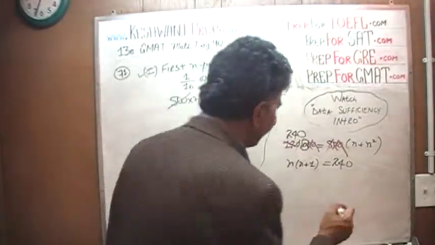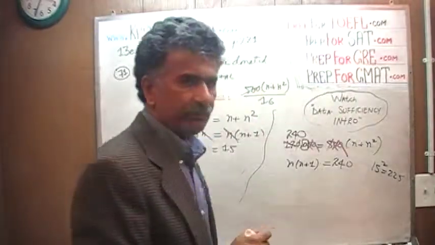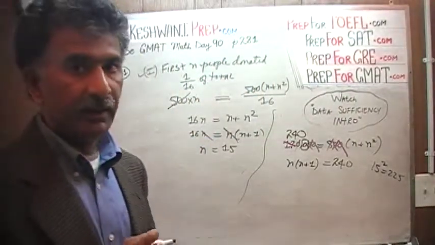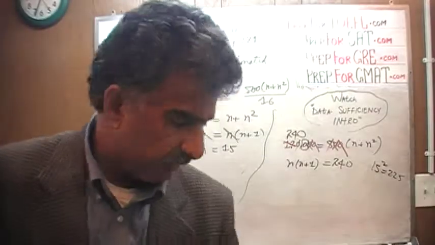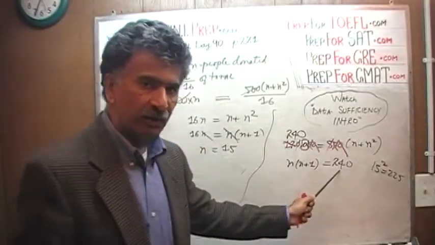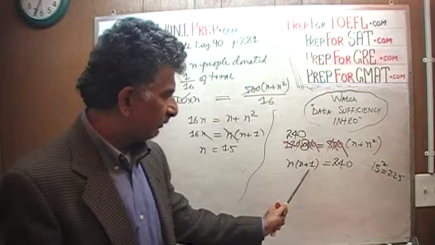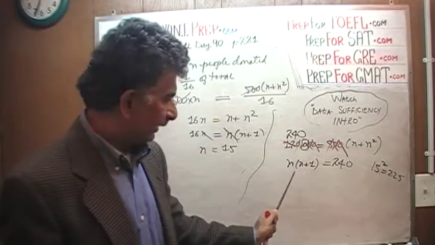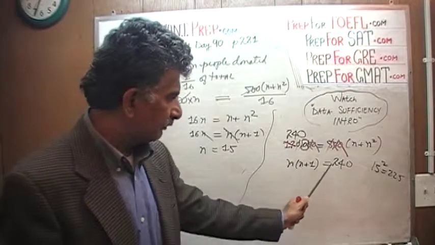You should know that 15 squared is 225. You should know it by heart. It comes in very handy in a situation like this. If 15 squared is 225, and since this is very close to 15, another thing we realize is that it is n times n plus 1. Since it is n plus 1, these are two consecutive numbers. What we are looking at here is that the product of two consecutive numbers is 240.